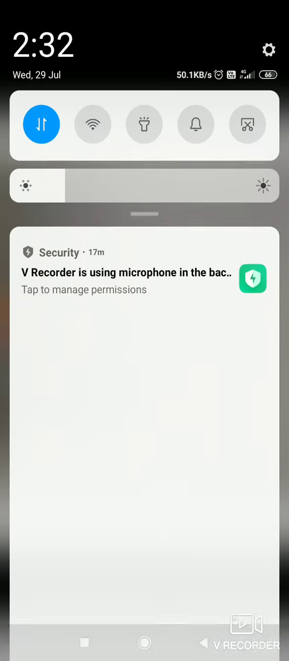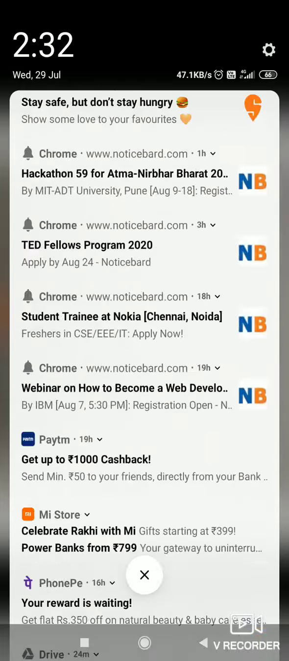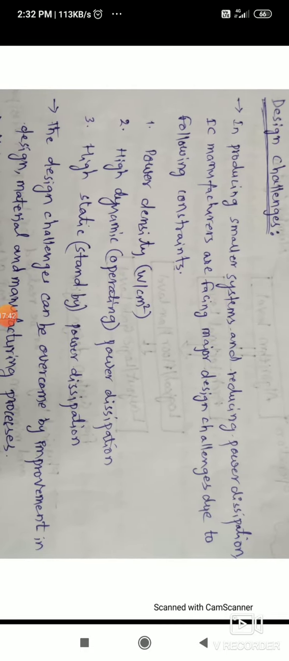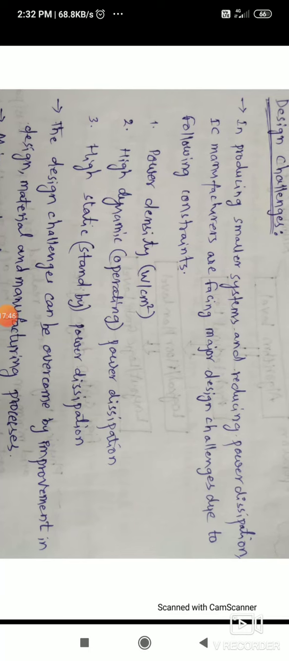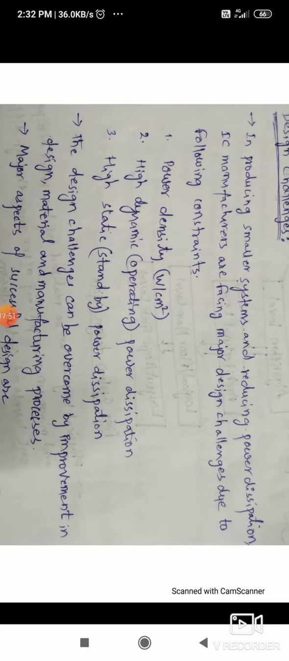Next, design challenges. If you see the design challenges, in producing smaller systems and reducing power dissipation, IC manufacturers are facing major design challenges.